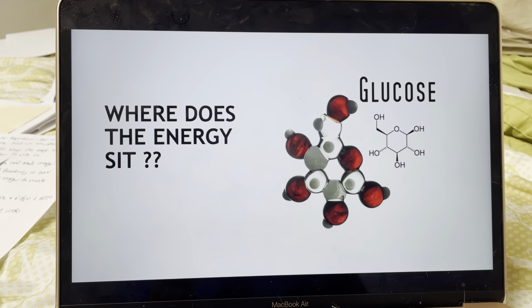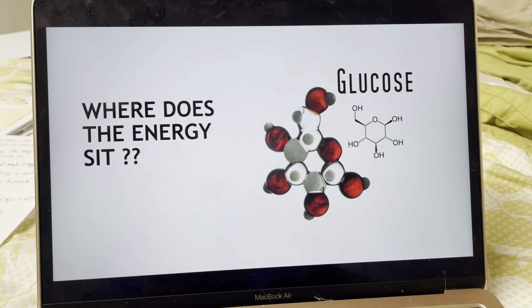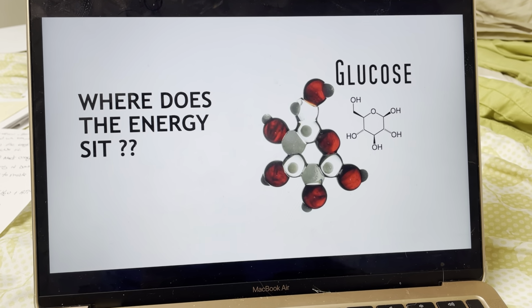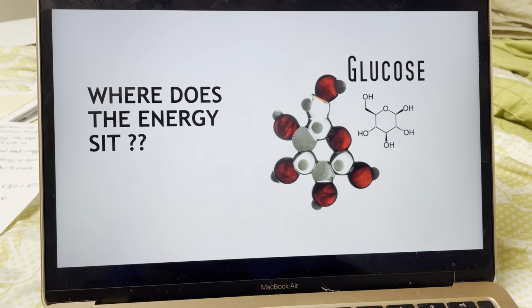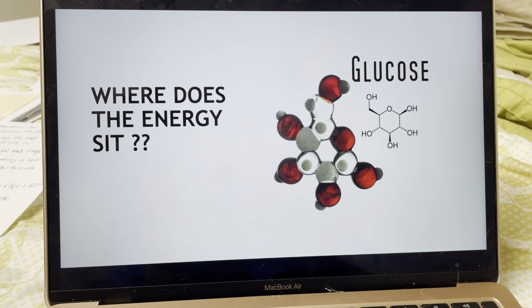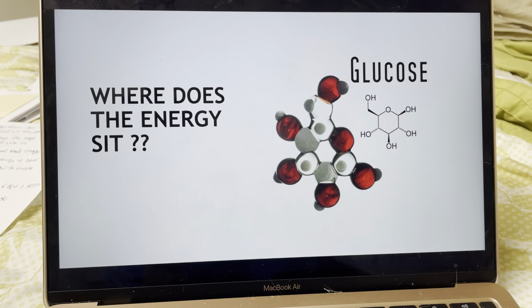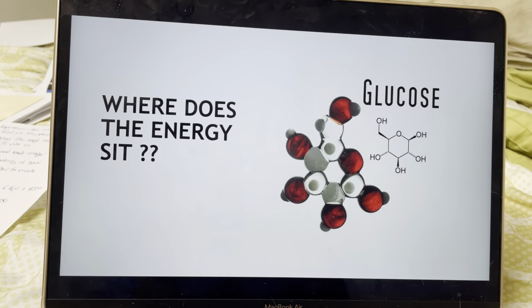So glucose, where does the energy sit? In this molecule, the energy is going to sit right on the hydrogens on the outside of the glucose, and the hydrogen will fall down and grab onto oxygen because oxygen wants electrons, so that's where the energy is coming from. This energy is used to make the ATP that our bodies need.